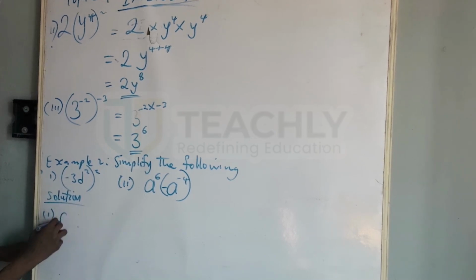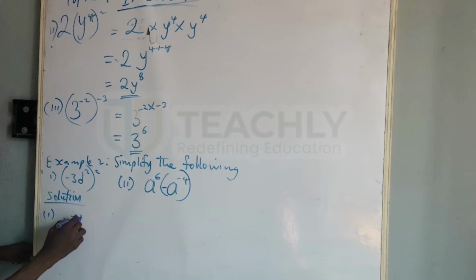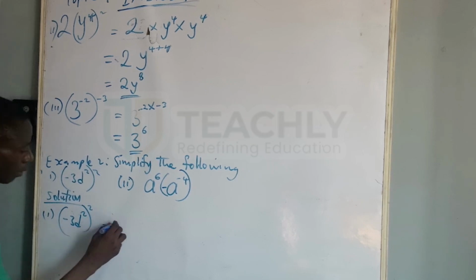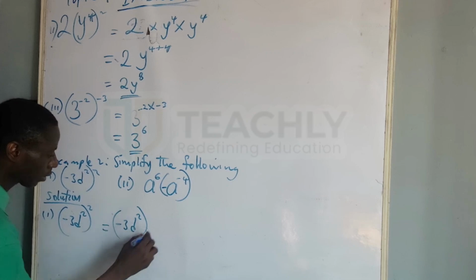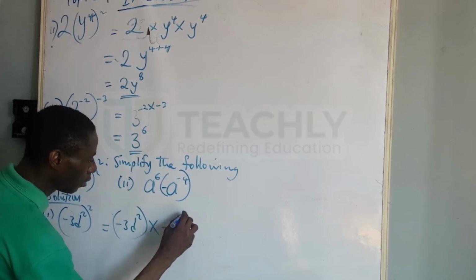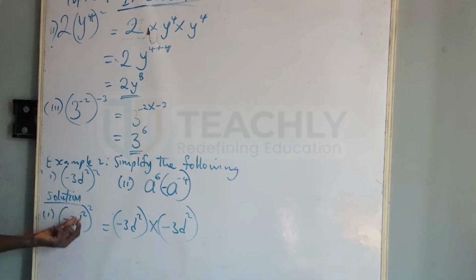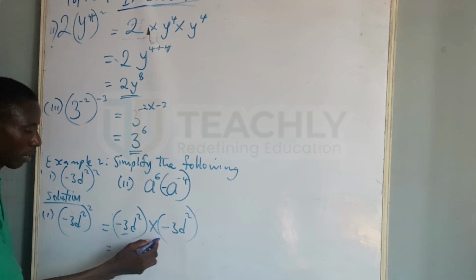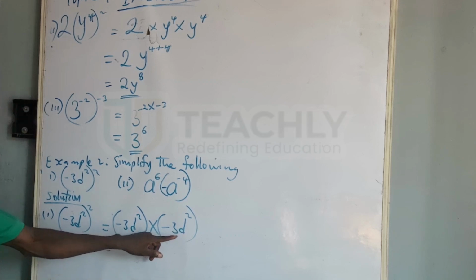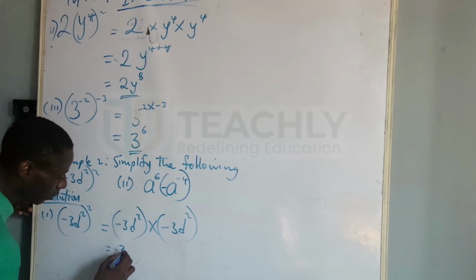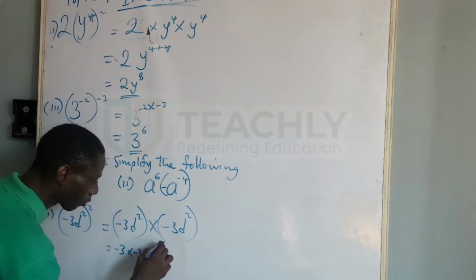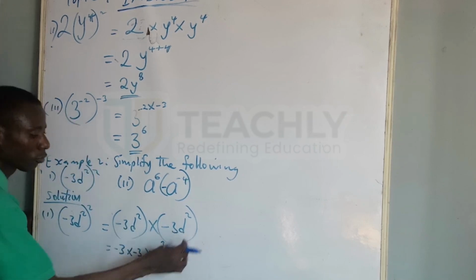The first one, we have (minus 3d squared) to the power of 2, which can be expressed as (minus 3d squared) times another (minus 3d squared). Because of the square, you can express it twice. Let's deal with the numbers first, this minus 3 and minus 3. If you bring this 2 out, you have minus 3 times minus 3, you can multiply them. Then the next one is d, and d is equal to d squared and d squared.